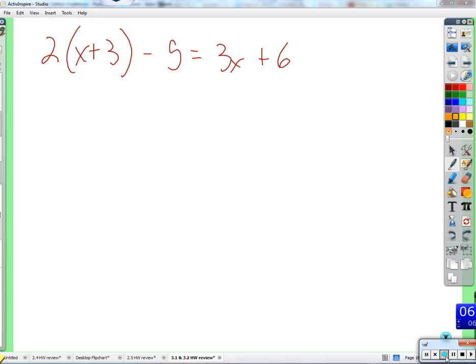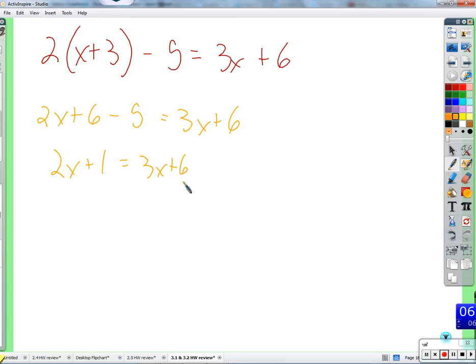Somebody's done something first. What do you do first? Dylan. Distributive property. So, 2x plus 6. Got a minus 5 there. 3x plus 6. And then I added the like terms on the left side. So, you got 2x plus 1 equals 3x plus 6. I'm going to keep going.